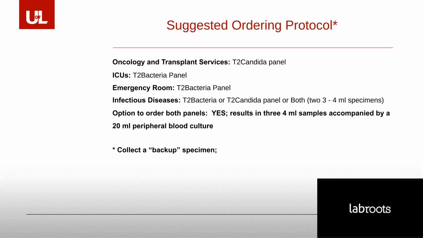But once again, if they order both bacteria and Candida, we have to have at least 2, 3 to 4 ml samples. But since then, we've added that extra tube to ensure that we have a backup in the event of an error, technical breakdown, or something. The option to order both panels, yes, they do have that option. The results in 3 to 4 ml samples are accompanied by a 20 ml peripheral blood culture.